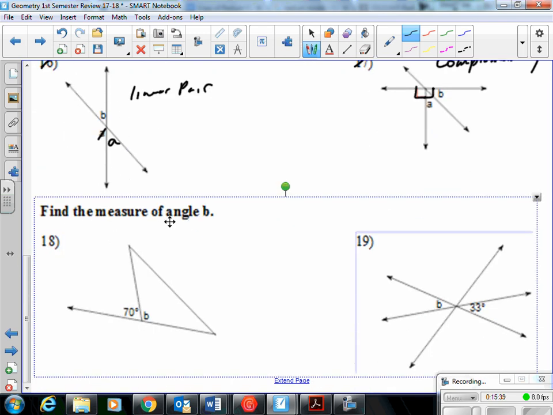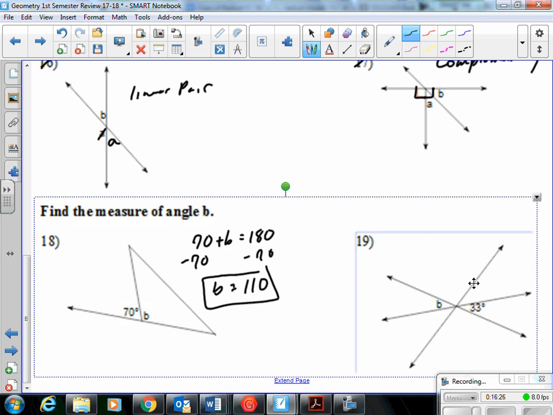All right, so 18, 19, find the measure of angle B. So we got two angles side by side making a straight line. So in this case, those are a linear pair, and the rule for a linear pair is that the angles of a linear pair are supplementary, because the measure of a straight line is 180 degrees. So supplementary means they add up to 180. So to solve for B, we're going to say 70 plus B has to equal 180. Subtract 70 from both sides, and B equals 110.